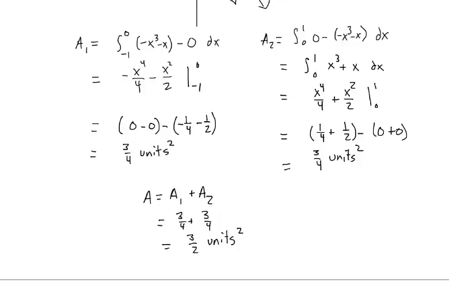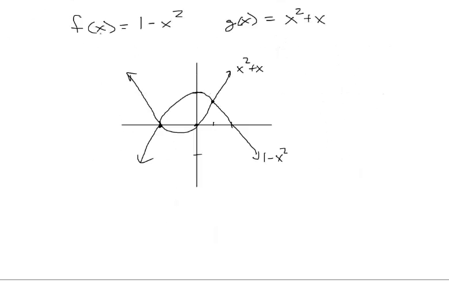In the next example, I have two functions. f of x is equal to 1 minus x squared, and g of x is equal to x squared plus x. And I drew the two functions. Now it's important here, and the difference between the last problem and this problem is that in the last problem we were given 4 different functions and it enclosed the area. For this problem, for our limits of integration, we actually need to set these two equal to each other.